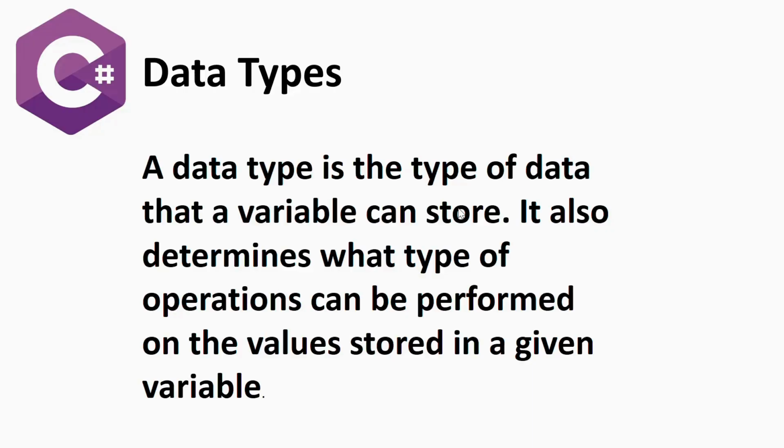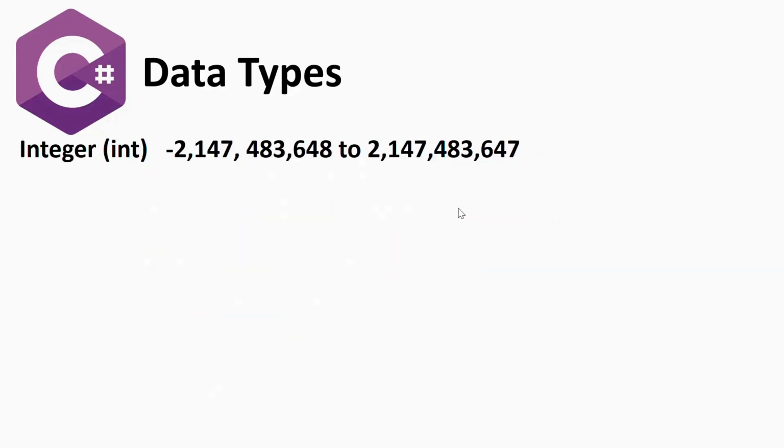Let's look at examples of data types in C#. The first one is integer, keyword int. The integer data type allows whole numbers ranging from -2,147,483,648 to 2,147,483,647. It does not allow values with decimal points or fractions.